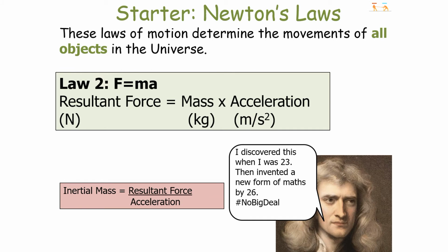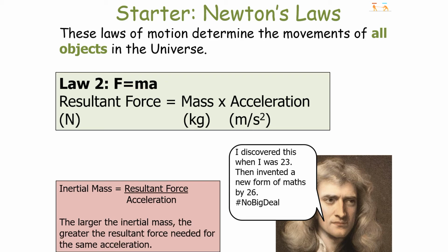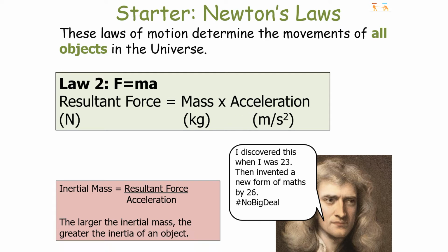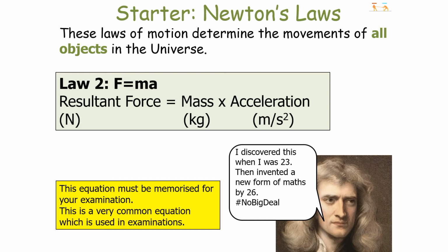So inertial mass is equal to resultant force divided by acceleration. The definition of inertial mass is the ratio of force over acceleration. The larger the inertial mass, the greater the resultant force needed for the same acceleration. The larger the inertial mass, the greater the inertia of the object. Now this equation, F equals ma, must be memorized for your examination, and it's a very common equation used in examinations.